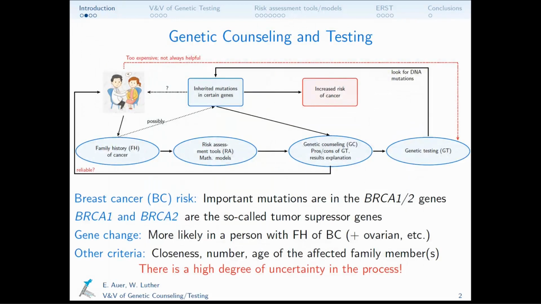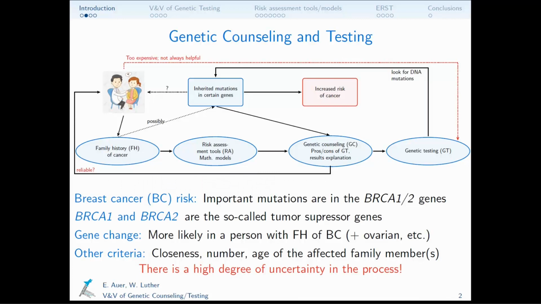The second keyword from the title of this talk is genetic counseling and testing. So what does it mean? Well, it is known that inherited mutations in certain genes increase the risk of cancer. And that is why patients might want to have themselves tested for certain gene mutations. However, it is not always recommended because the tests might be too expensive, but also because such tests are not always helpful for a patient.